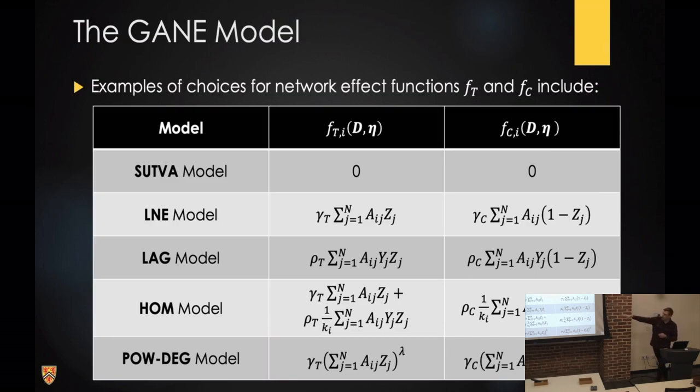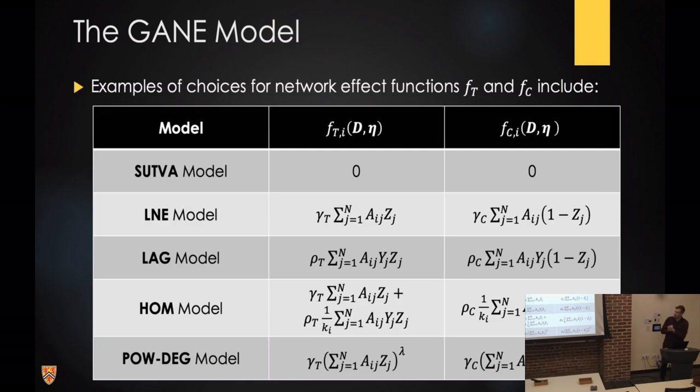The homophily model is sort of a combination of the previous two, and then one that we've proposed, a particular specification of these GANE models, is this power degree model, where you can see the only difference in this row from the second row is that we've taken that count of number of treated and controlled neighbors and raised it to some power lambda. And the idea there, I'll say more about it in a second.